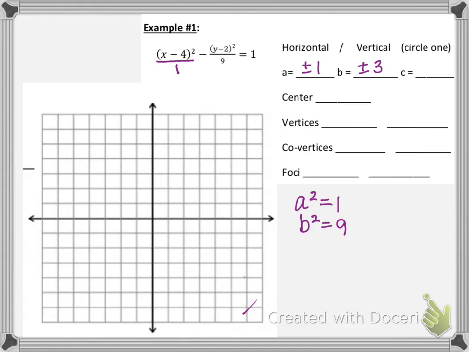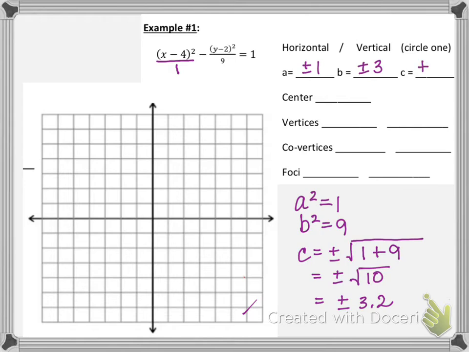Let's find c. We recall that c has a new formula when it comes to hyperbolas, and we add: a squared plus b squared. Well, a squared was the first denominator, b squared is the second denominator, and we get plus or minus the square root of 10. The square root of 10 is approximately plus or minus 3.2. So I'm going to come upstairs in my little graphic organizer here and put plus or minus the square root of 10.